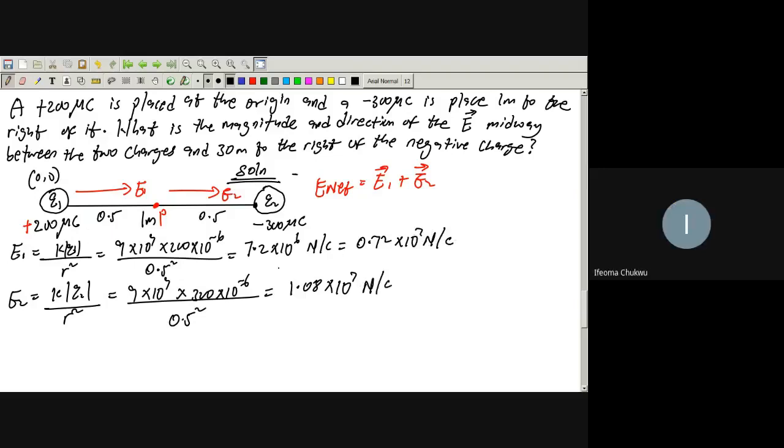So I've gotten the magnitude. So how do we now find the vector form? Do not forget something. Now we want to include the direction. Check, they are both positive. Do you know that? Yes.